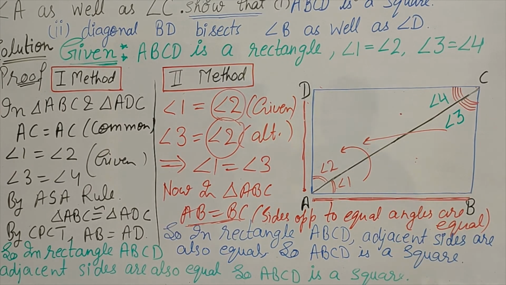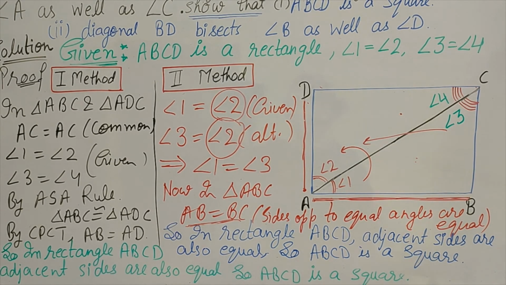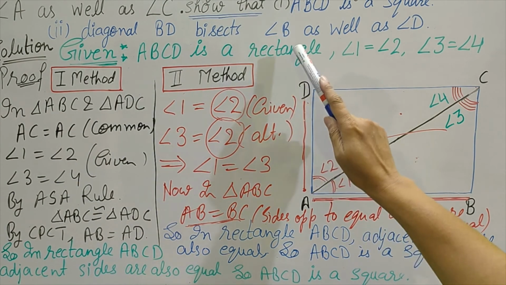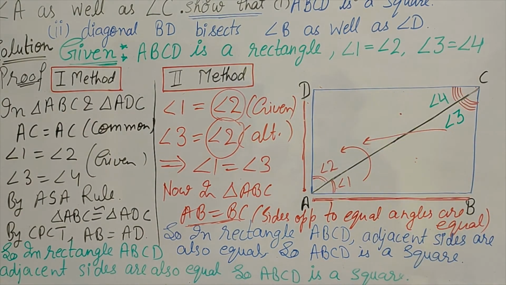So in this method also we will write the same logic. In rectangle ABCD, adjacent sides are also equal. So ABCD is a square. Okay. Now let us see the second part. After proving it is square, we have to show diagonal BD bisects angle B as well as angle D. So let us see the second part.